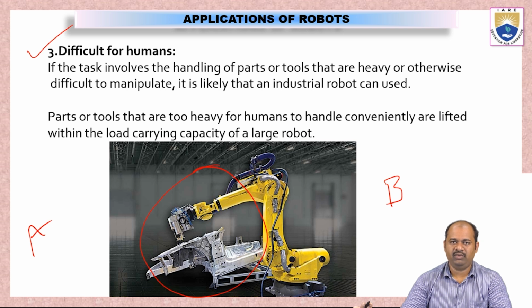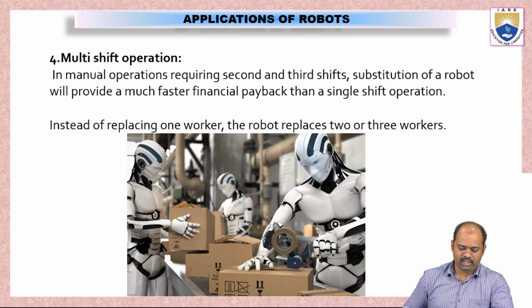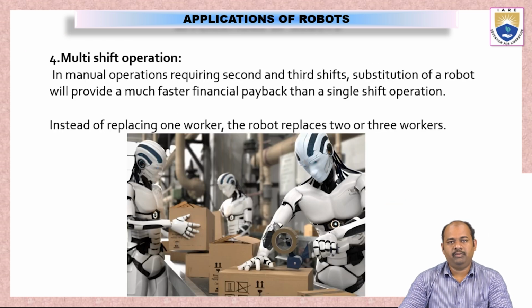When the objects are very heavy, we should always go for hooks, where a hook will be attached to the robotic end effector. Then it can be used to lift the object from one place to another. So this is another application which is very difficult for human beings.